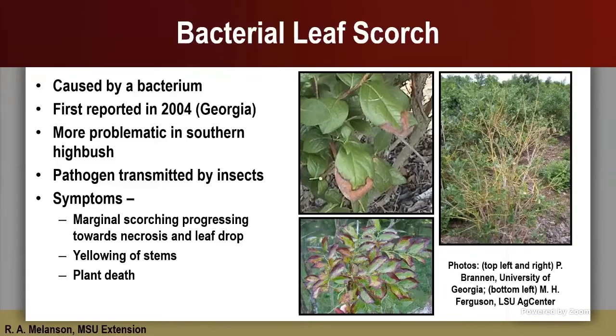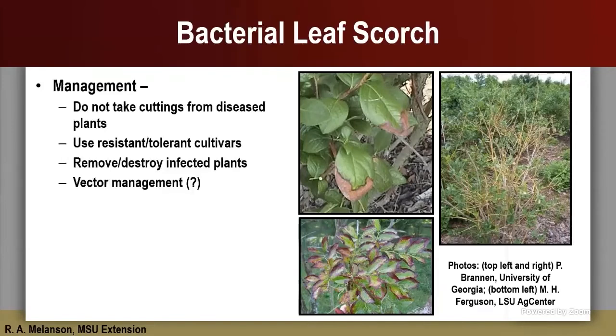And the symptoms of this disease that you can see here, particularly in the photos on the far left, you have a marginal scorching that progresses towards necrosis, where the tips of the leaves often turn brown and then start progressing toward the inside of that leaf. And then another kind of unique symptom of this disease is the yellowing of the stems that you can see in the photo on the right. When those leaves drop, these yellow stems are more easily visible. But it progresses from those scorching symptoms that may be confused as symptoms of drought. And then you can see the plants without the leaves and those yellow stems, and eventually the plants will die if they are infected. So for management, you don't want to take cuttings from diseased plants. You want to use resistant or tolerant cultivars if there are any that are available for your area.